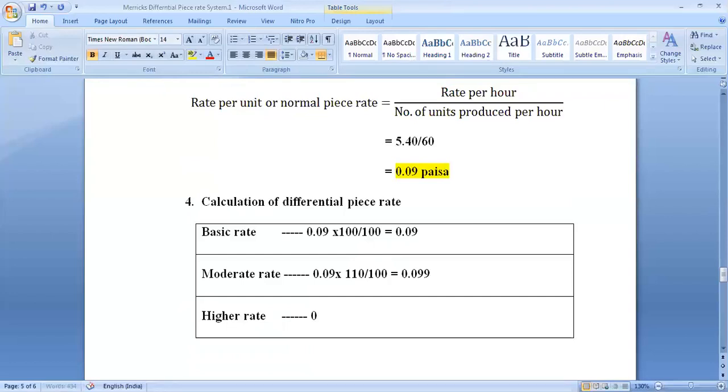Next one, the person who is producing more than 100% efficiency will be given 120%, right? So normal piece rate is 0.09 into 120 divided by 100. That will give 0.108. So this is the piece rate we have calculated.